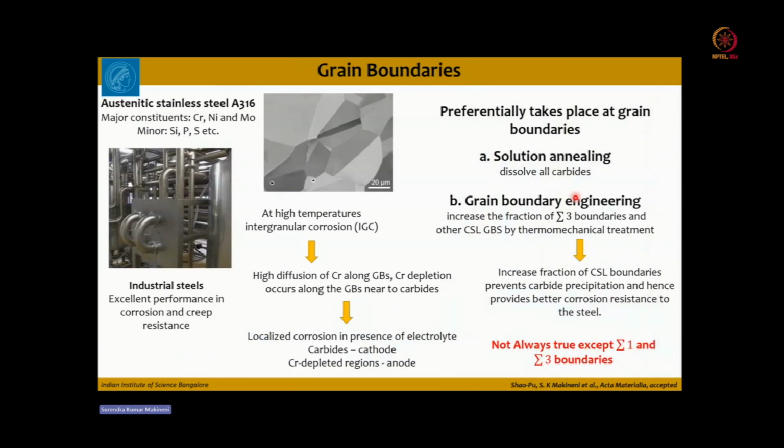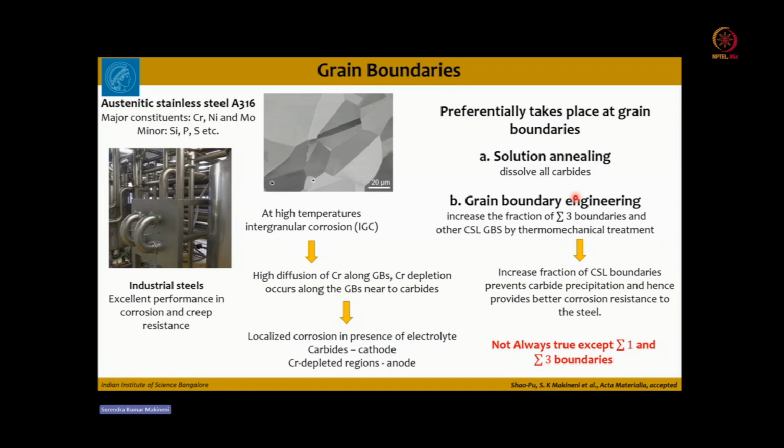Grain boundaries play a very important role, especially in the corrosion property of austenitic stainless steel 316. This is an industrial grade steel where the major constituents are chromium, nickel, moly, and the minor constituents are silicon, phosphorus, and sulfur. These have excellent corrosion resistance and creep resistance, but at high temperature they are prone to intergranular corrosion. Usually the corrosion occurs because of high diffusion of chromium along the grain boundaries, and this chromium depletion occurs along the grain boundaries near the carbides.